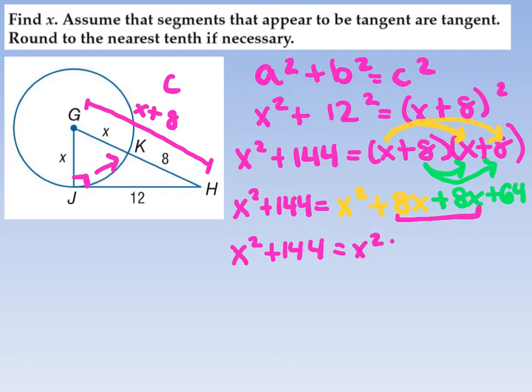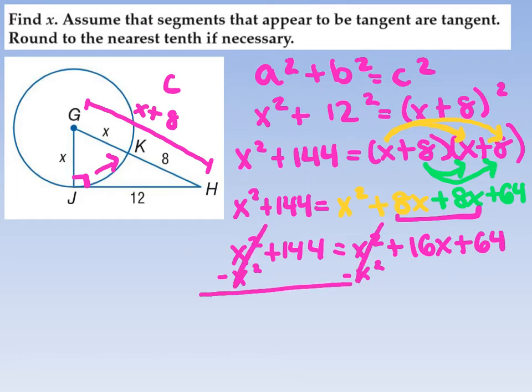So it gives us x squared plus 16x plus 64. Now, if we want to solve, we first want to bring all the x's to one side. So if I try to move the x squared so they're all on one side, I would have to subtract x squared from both sides. However, notice that those x squareds end up canceling out of both sides.